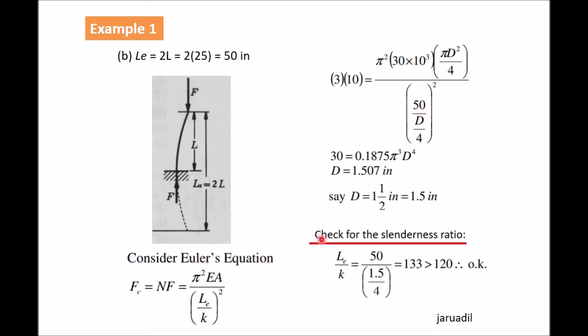Then, we check for the slenderness ratio. LE over K. So, we have the effective length 50 divided by K, the formula D divided by 4, diameter divided by 4. This is our diameter, the computed diameter, 1.5 divided by 4. Then we have here 133, which is greater than 120. So, that means using Euler's equation and finding the value of D equal to 1.5 inch, this solution is okay.